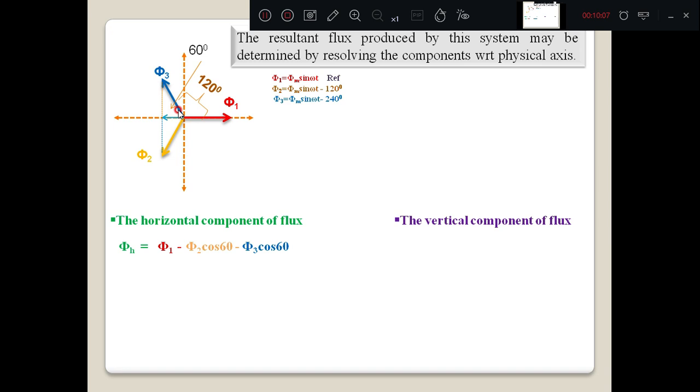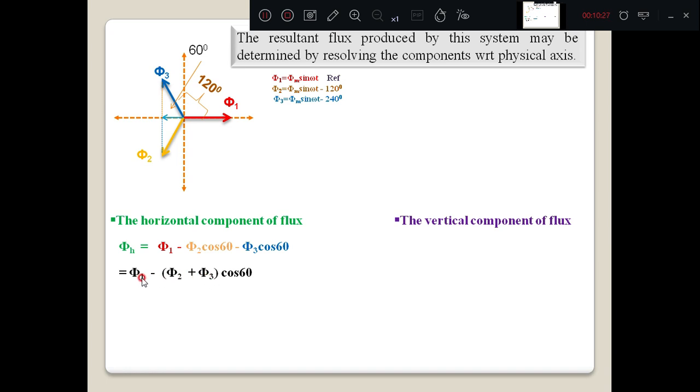Then once again you are applying the cos function, then what I am getting is phi 3 cos 60. Then ultimately what I am getting here is phi 1. The cos 60 is common in both the terms, therefore I am taking cos 60 outside. Then what I am getting is phi 2 plus phi 3.